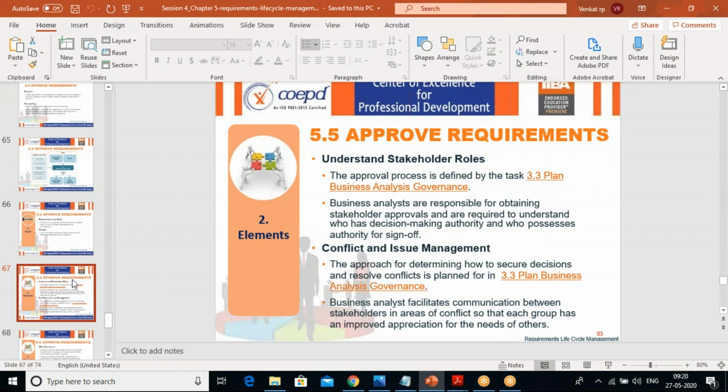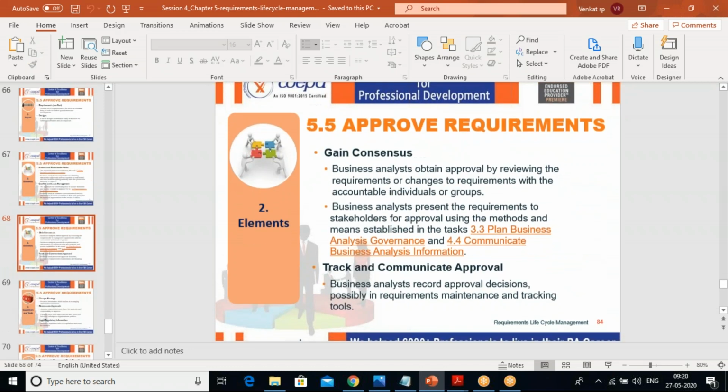Number one, we have to understand the stakeholder roles: who is the decision maker, who is going to approve it, what is the process of taking an approval, and to what extent these stakeholders will be responsible. So we have to identify and understand the stakeholder roles. And if there is any conflict, because there is a chance that a conflict can happen in this process, we discuss how to handle that conflict and how to come up with issue management.